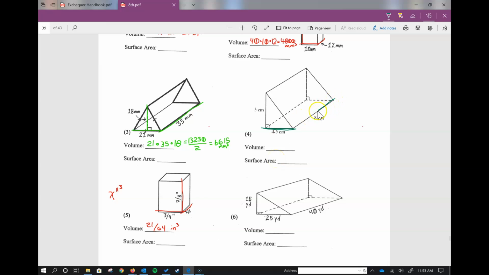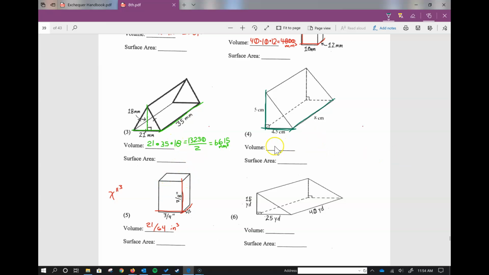Our front to back is 8. And our straight up and down from the floor to the peak is this guy, is 5. We don't need to worry about this diagonal side for volume. We only need straight left to right, straight front to back, straight up and down. These slanted diagonal lines aren't part of the calculation.